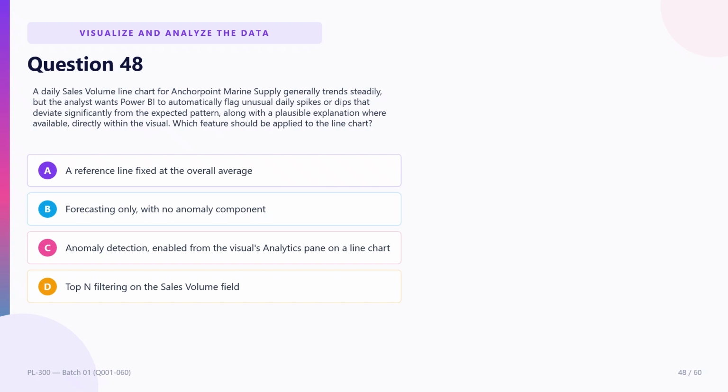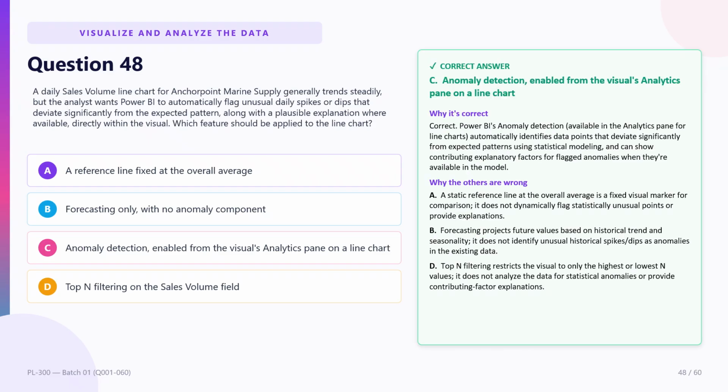Option A. A reference line fixed at the overall average. Option B. Forecasting only, with no anomaly component. Option C. Anomaly detection, enabled from the visual's analytics pane on a line chart. Option D. Top N filtering on the sales volume field. Take a moment and make your choice.